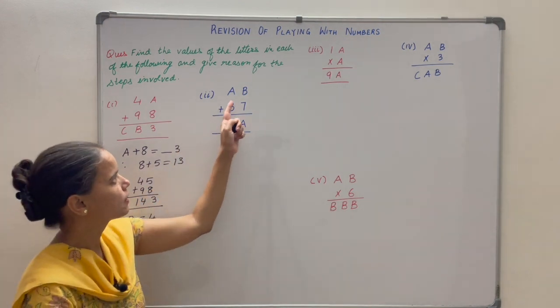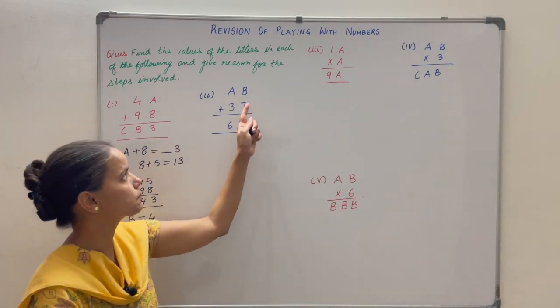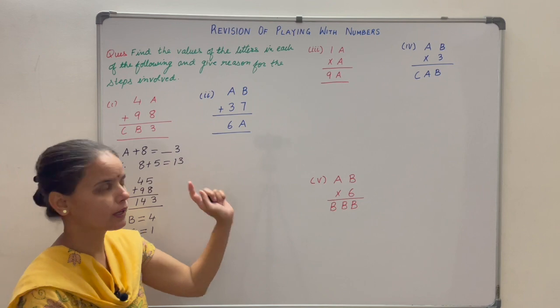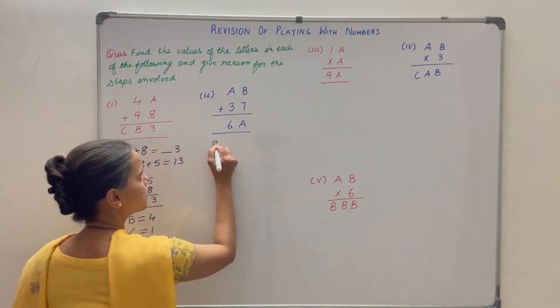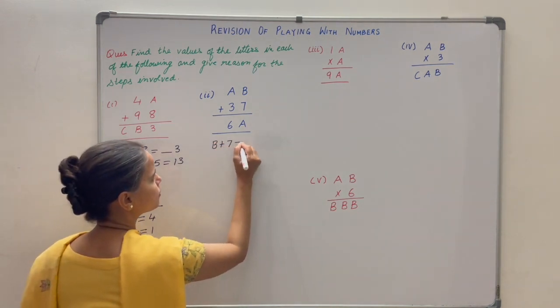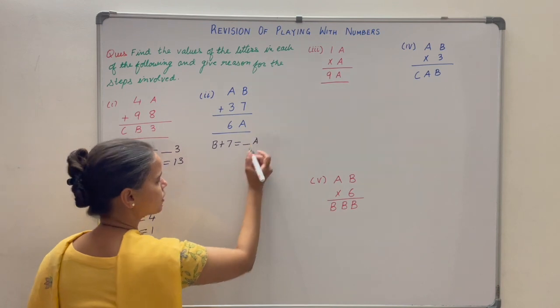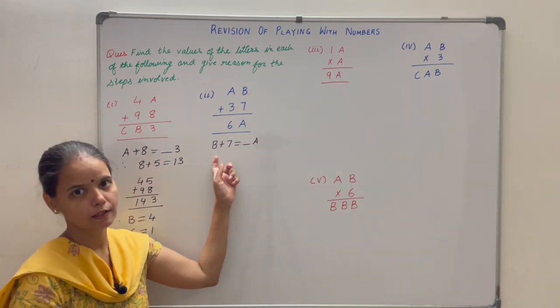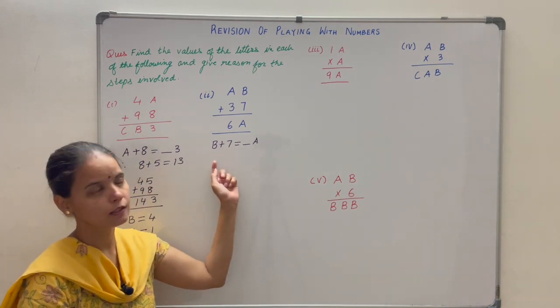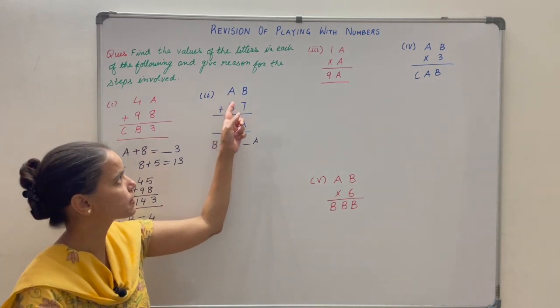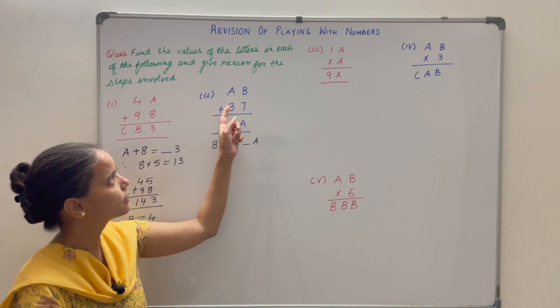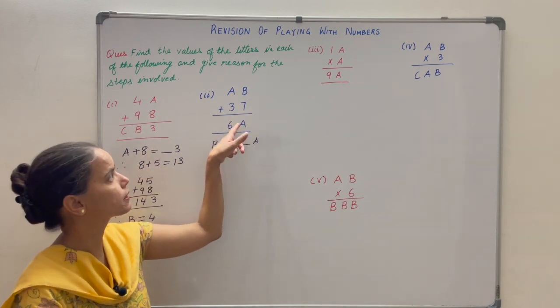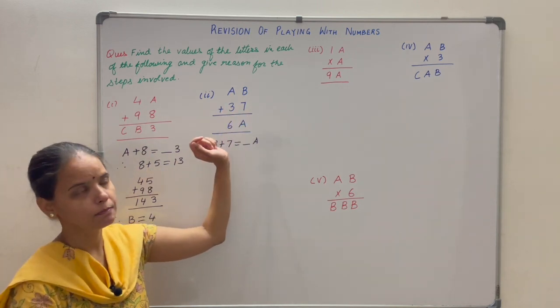Next question. Here let us start from the ones place. B plus 7 should give you A in the units place. So there are two variables involved here, A and B. So there are so many possibilities. So let us start from the tens place. In the tens place, the only problem is there can be some carryover from the ones place.